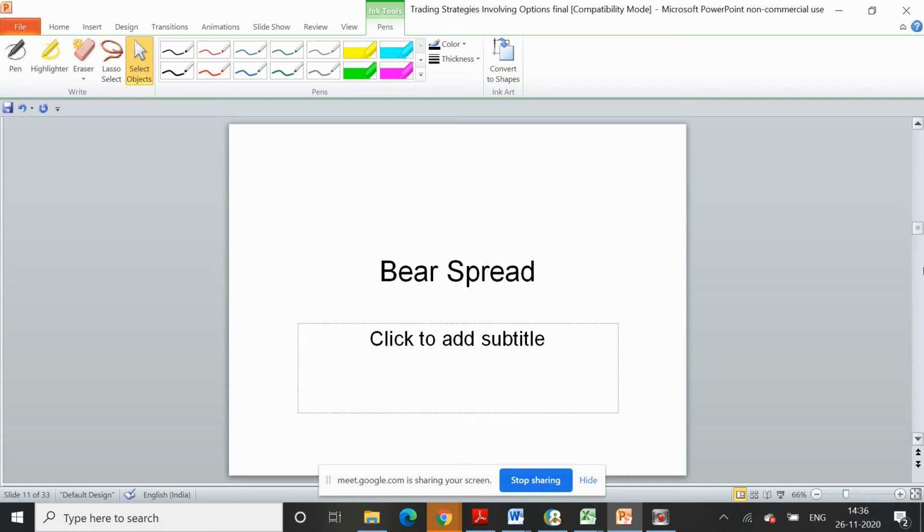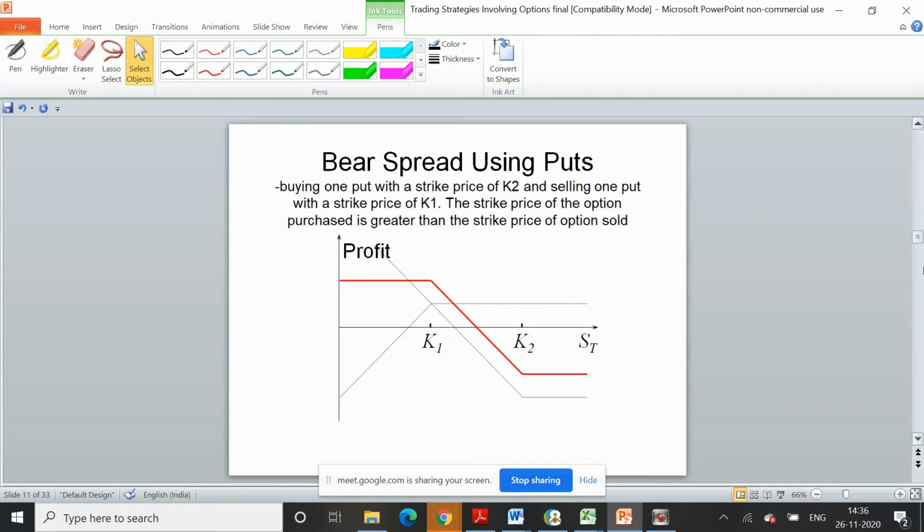Now we talk about the bear spread strategy. What is a bear spread strategy? As the name suggests, it is an option strategy used when a bearish phase in the market is going on. If the market is bearish, you know that the market is falling, and you want to create an option trading strategy where, if the market falls, your profits will be maximized. Using put options, you can create this strategy.